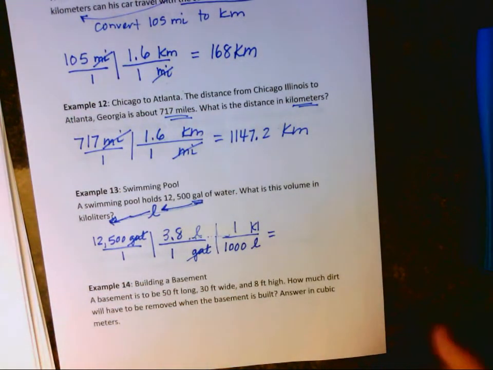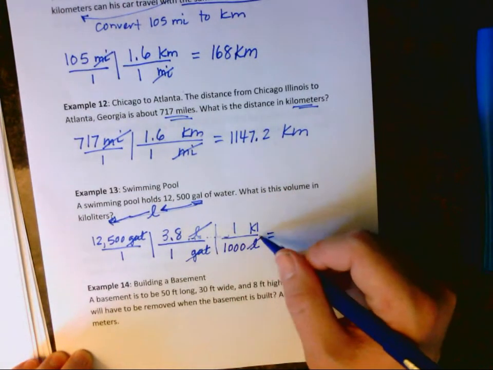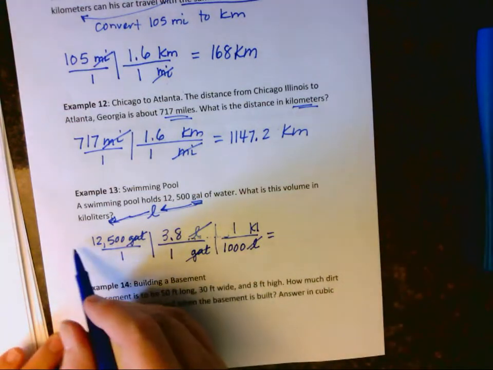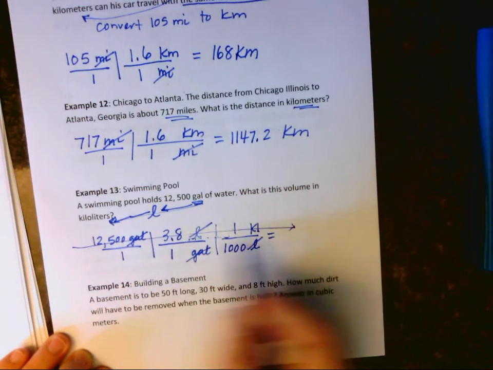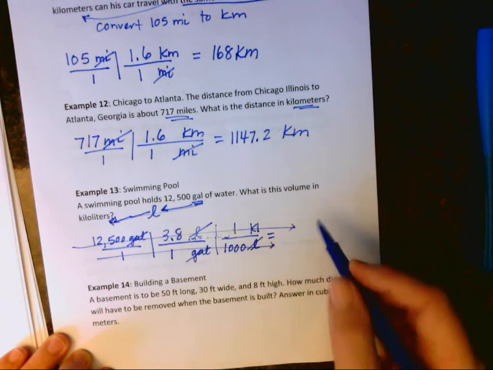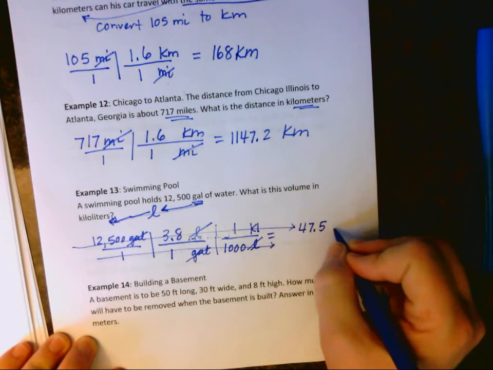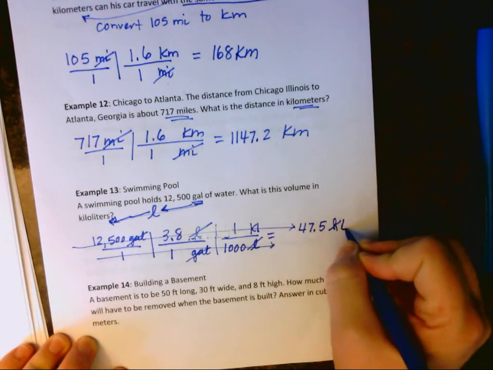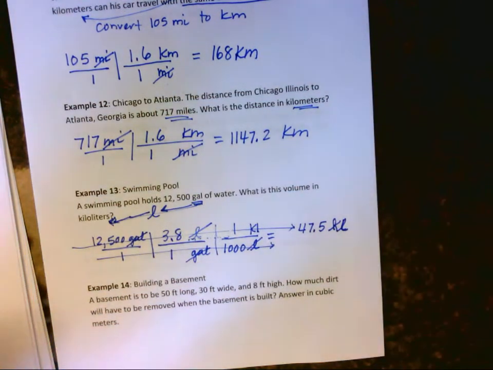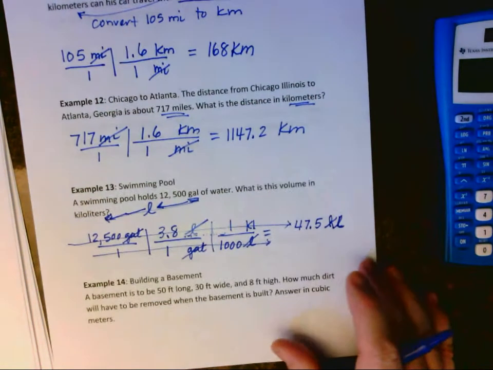All right, this is set up well. Units cancel, and the units will be kiloliters on the answer. Multiply across the numerator and divide by the denominator, right? And when you do that, you should get 47.5 kiloliters. Okay. I'm going to go ahead and double check the multiplication. 12,500 multiplied by 3.8, divided by 1,000. Yes, 47.5 is the answer. Very well.